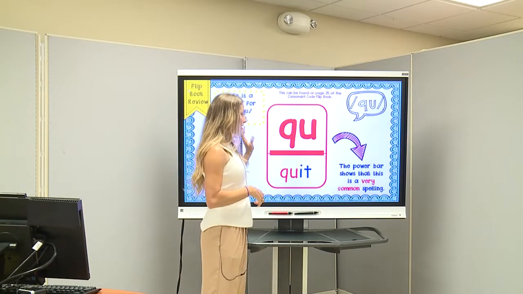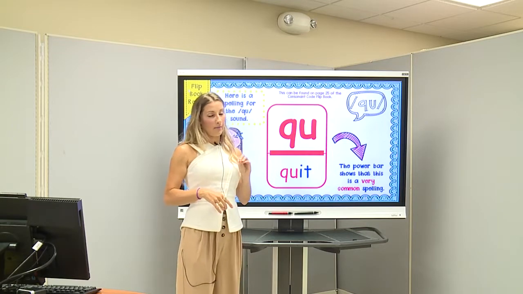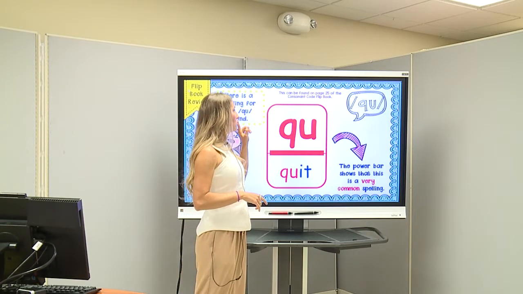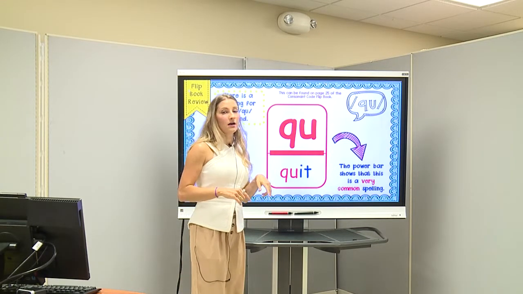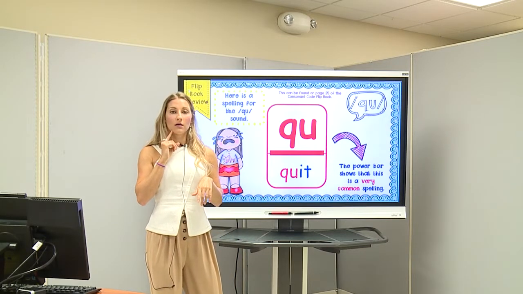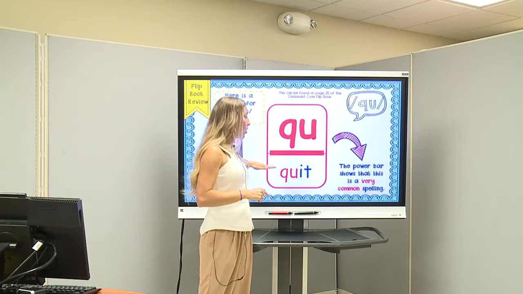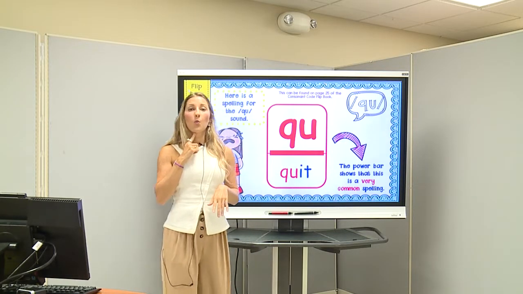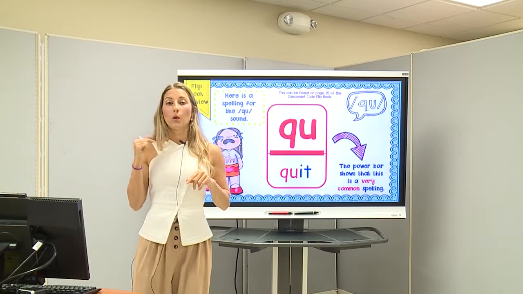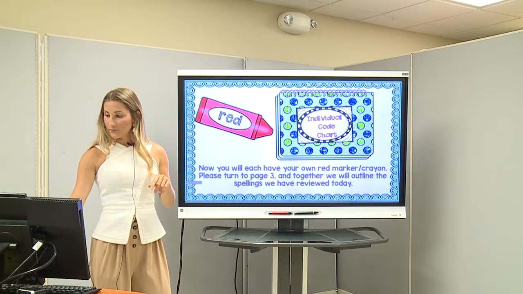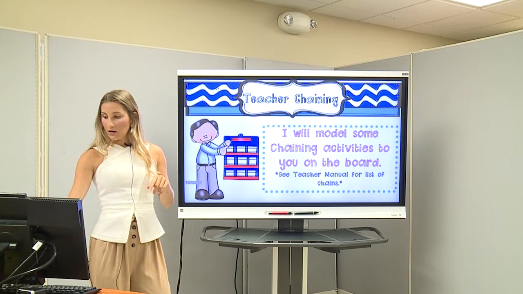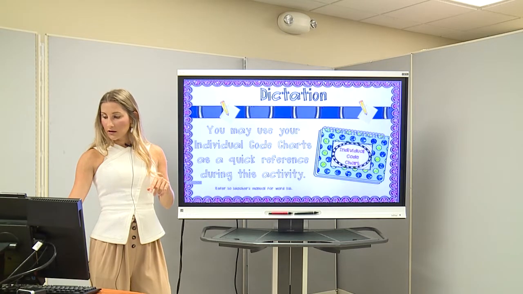Okay, so this power bar tells us that it is a very, very common spelling, and it's the QU. The QU sound is like a K and a W, qua, qua. So when we say this, these two letters make one sound together, it's quit. So you merge them together and it's quit.